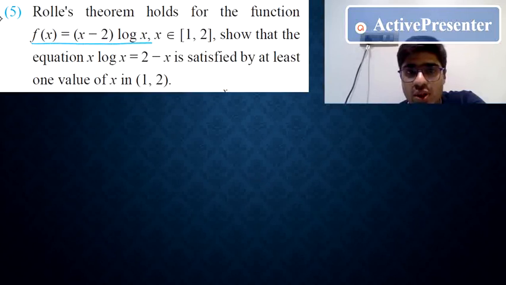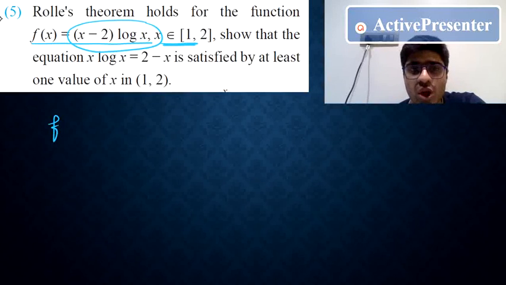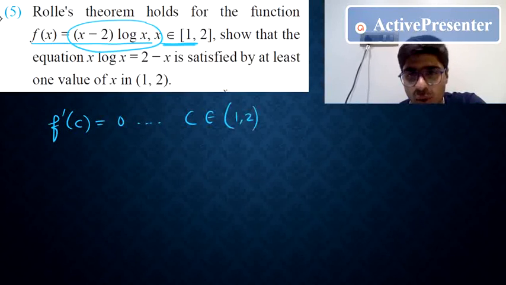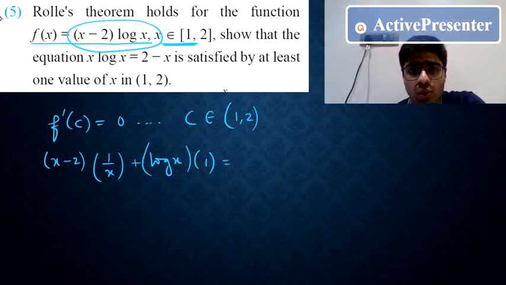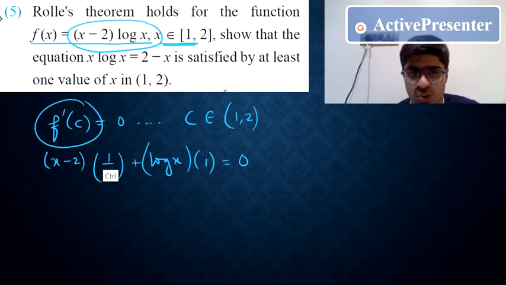If this function satisfies all conditions of Rolle's theorem, then there should be at least one point in the interval 1 to 2 where the derivative is going to be 0. So I will say let that point be c, and f dash c will be equal to 0. Keep in mind, c is a point which belongs to the interval 1 to 2. f dash of c will be x minus 2 into the derivative of log x, which is 1 upon x, plus log x into the derivative of x minus 2, which is 1, and we are equating it with 0. This was f dash x, but we wanted f dash c to be equated with 0. So in place of x, we can write c.